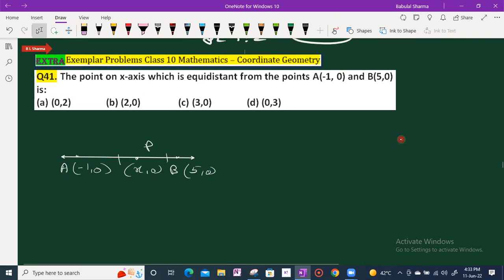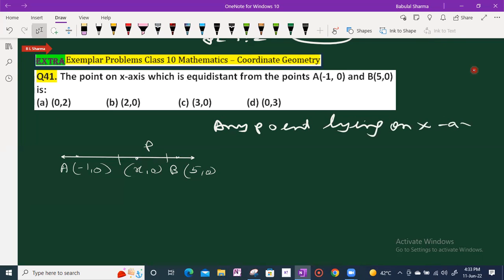And next question, the point on x-axis which is equidistant from the point minus 1, 0 and 5, 0 is equal distance पे होगा. ये दो तरीके से कर लीजिए. देखिए x-axis पे it means any point lying on the x-axis, its coordinates means y coordinate is always 0.